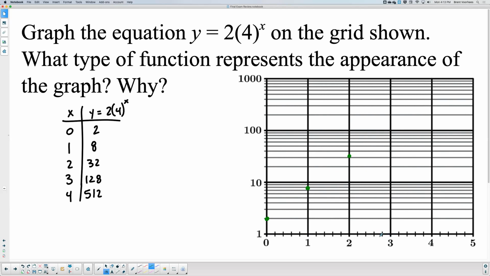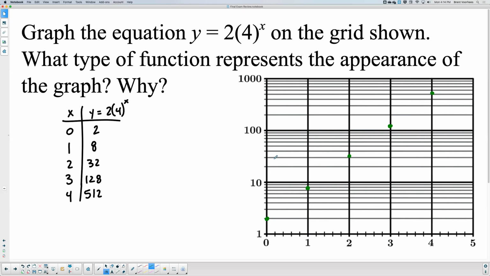How did I get off? 2, 32, 3 is 128, sorry. 100, that's 200. It's going to be in here. 4 is going to be 512. It's 100, 200, 300, 400, 500, and 512 is slightly above it.